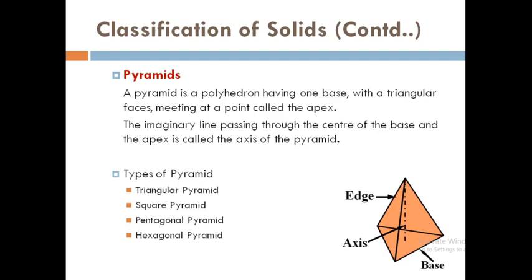The different types of pyramids, as seen in the figure, are the triangular pyramid, then the square pyramid. If the base of a pyramid is a square polygon, then it is called a square pyramid. Then the pentagonal pyramid. If the base of the pyramid is a pentagonal lamina, then it is a pentagonal pyramid. If the base is in hexagon shape, then it is a hexagonal pyramid.